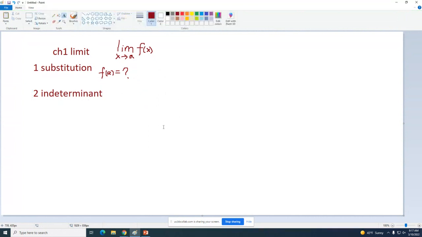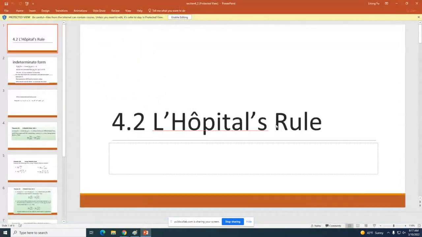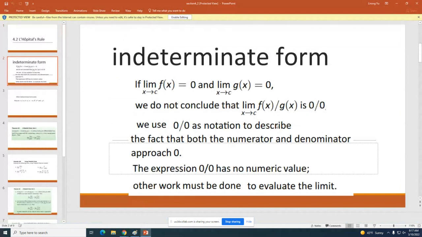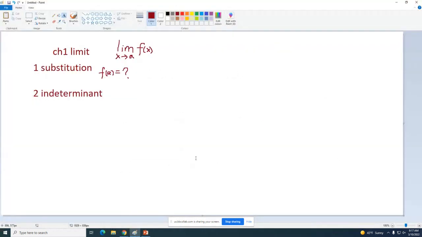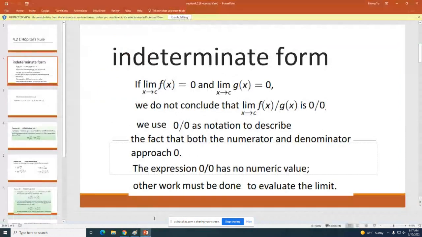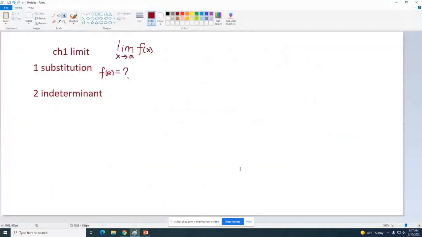That means you can't determine the limit by simply substituting the x value. So what we're going to do is look at the reason why it's indeterminate. Here we're going to talk about a couple of different scenarios. Indeterminate form. Oh, that's how to spell it: indeterminate.